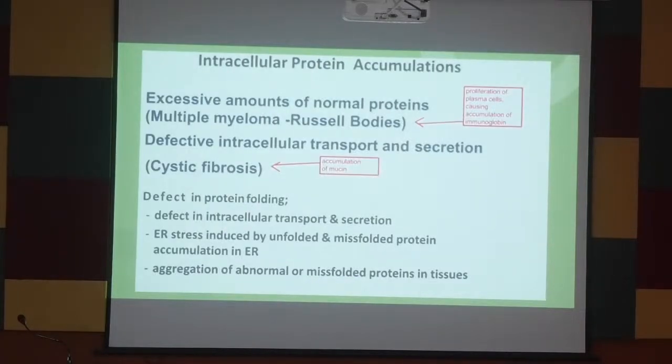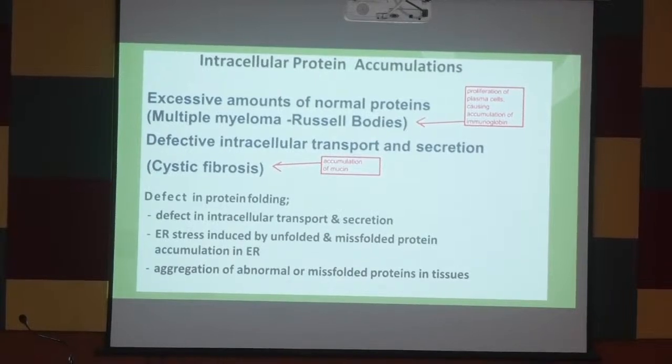Okay, now coming to intracellular protein accumulation, I told you that intracellular protein accumulation may be the result of excessive amounts of normal proteins and defective intracellular transport and secretion of proteins. Excessive amounts of normal proteins are mainly seen in multiple myeloma as Russell bodies. So what does the multiple myeloma disease do to our body? That is increased uncontrolled monoclonal proliferation and production of immunoglobulin secreting cells. Okay. What cells secrete immunoglobulin? B cells, plasma cells. Plasma cells.